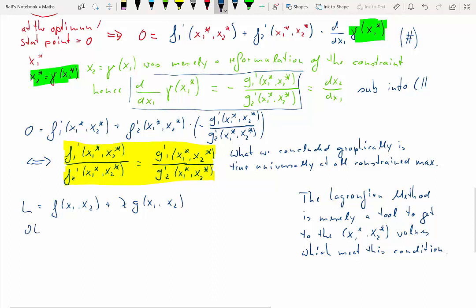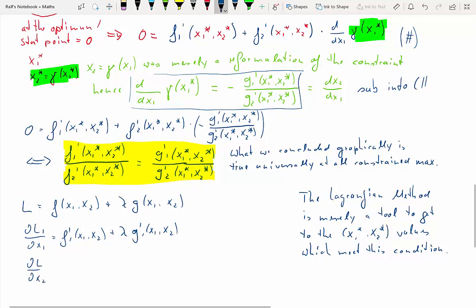When we do a Lagrangian optimization, we formulate the Lagrangian function, which is the function to be optimized, plus some parameter lambda times g. Then we form the first order partial derivatives of that L function with respect to x1, that's this one, and with respect to x2, that is this one, f prime 2 plus lambda times g prime 2. So here we have this new coefficient, this parameter lambda. It's sometimes called the Lagrangian multiplier. We want to set both of these equal to 0 as we are looking for optima.